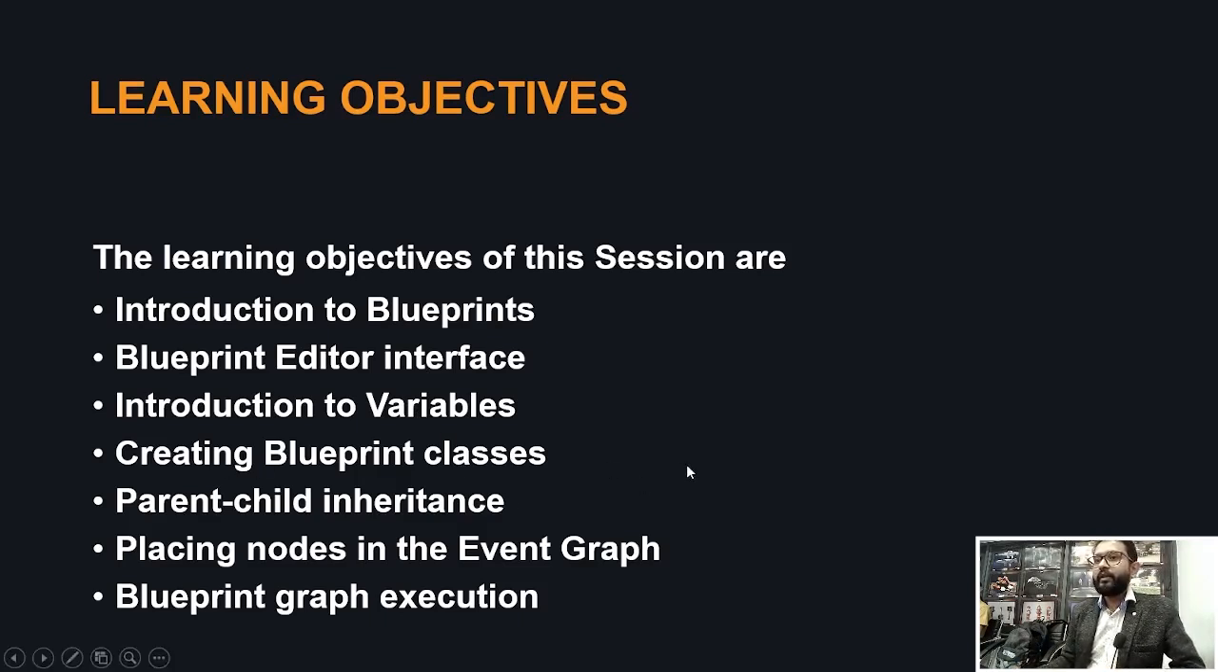We'll look at the blueprint classes and how to create them. There are the level blueprints and blueprint class, parent-child inheritance, how to place nodes in the event graph, and the blueprint graph execution. The event graph is a very important tab where we create all the graphs and nodes, all the functions of the blueprint.